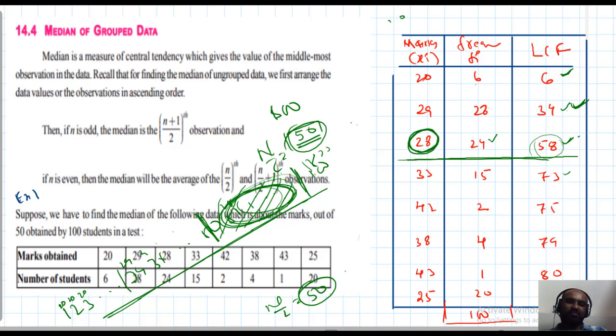What is the meaning of that? The 50th student also got 28 marks only. The 51st student also got 28 marks only. Their average mark is 28. That is taken as the median of the data. So I can say this is the median of the data. Students, I think you understood.